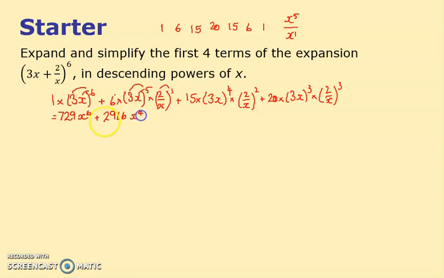And notice it's gone down in 2s, we saw a similar example of this. Then 15 times 3 to the 4 times 2 squared. And I get 4860. And I know what's going to happen. This will be x squared. The next one will be 20 times 3 cubed times 2 cubed, which is 4320.